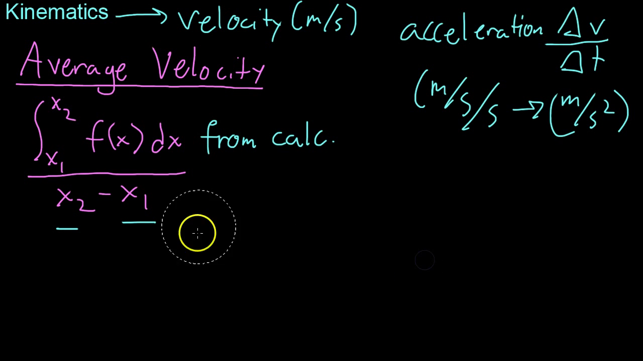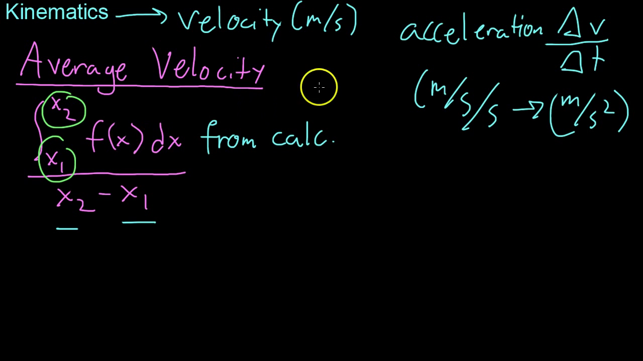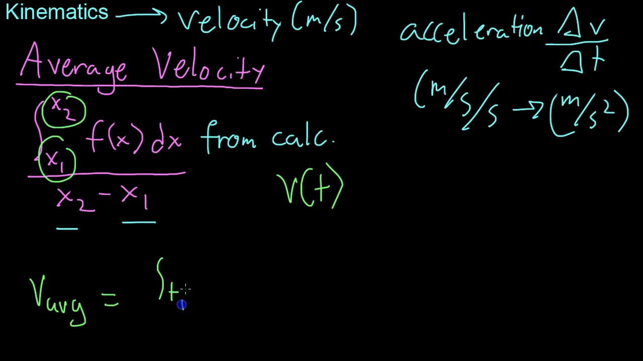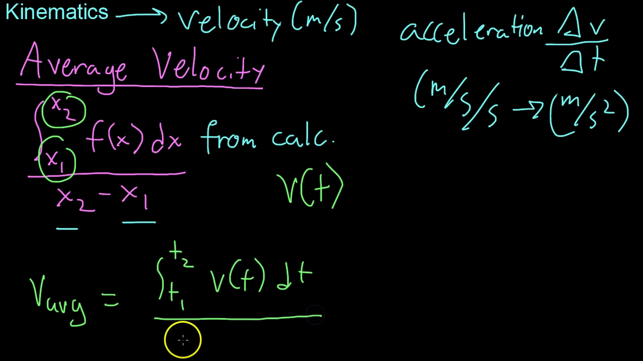And so for velocity, to find the average velocity, all you have to do is substitute these x's for t's, because the velocities we're going to be looking at are functions of time. So to find your average velocity, all you have to do is take the integral from your 2 times of your velocity as a function of time equation and divide it by how long that interval is.